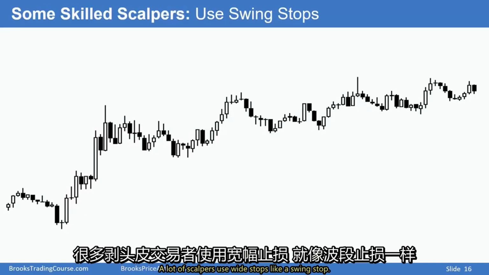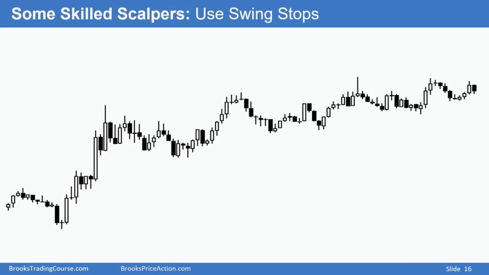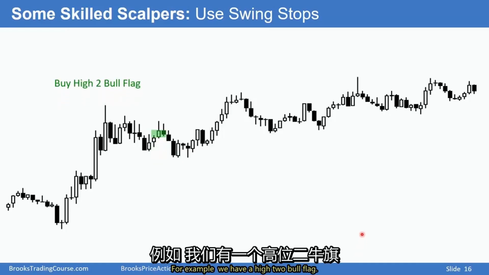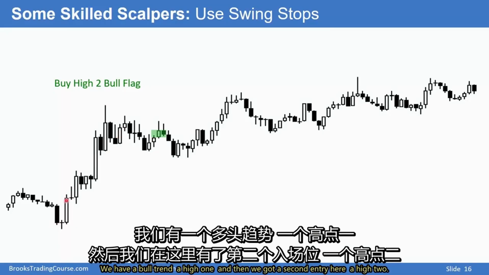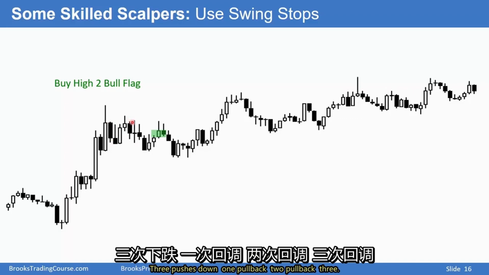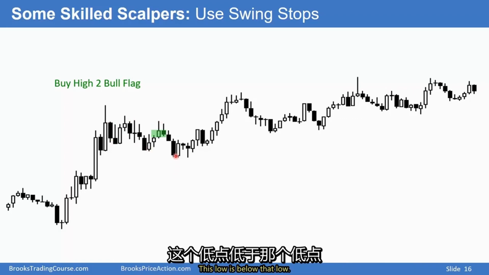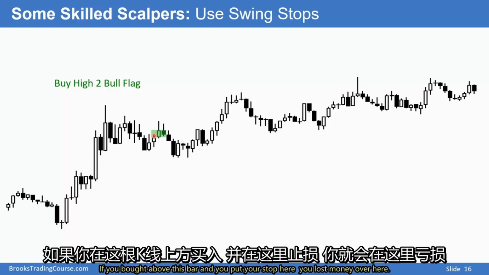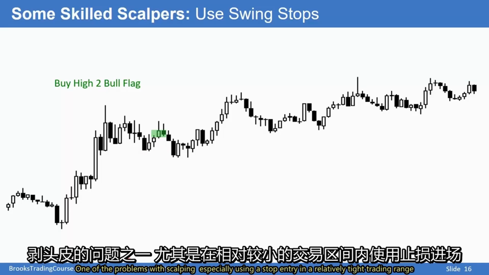A lot of scalpers use wide stops, like a swing stop. For example, we have a high 2 bull flag, we have a bull trend, a high 1, and then we got a second entry here, a high 2. Ultimately, it ended up as a wedge, 3 pushes down, 1, pullback, 2, pullback, 3. This low is below that low. If you bought above this bar and you put your stop here, you lost money over here. One of the problems with scalping, especially using a stop entry in a relatively tight trading range.